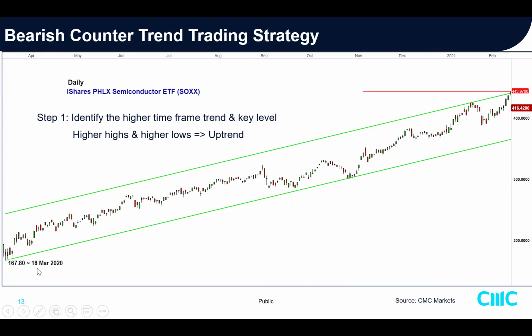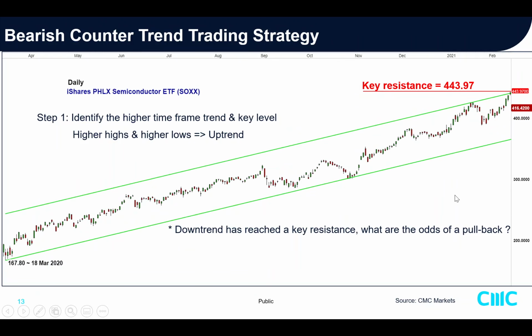So for sure, from the March low last year, 18 March, all the way up to the recent high in early part of this year, around January, February, it hit the upper limit of this long-term ascending channel since the March 2020 low. This is what I call the upper limit or the channel resistance. So it's an uptrend that hit a key major resistance level at 443.97. Once it hit this key resistance level, we have to ask ourselves, is this push up being overstretched on the upside? And what are the odds of a short-term pullback?